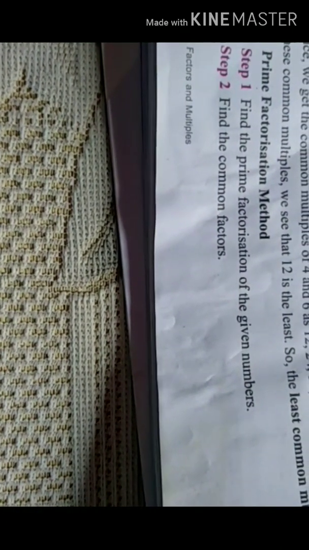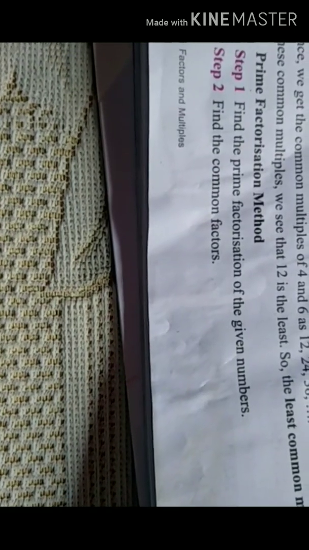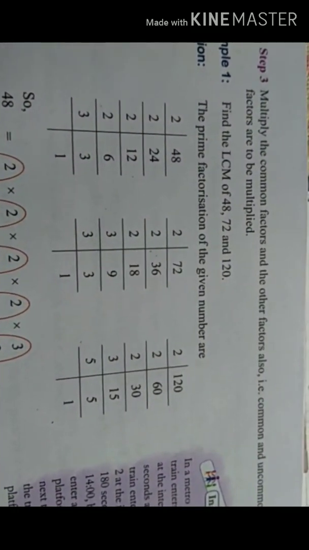Then comes the other method, the prime factorization method. For the prime factorization method there are steps. First step is to find the prime factorization of the given numbers. Step 2 is to find the common factors. Then step 3 is to multiply the common factors and the other factors also, that is, the common and the uncommon factors are to be multiplied.